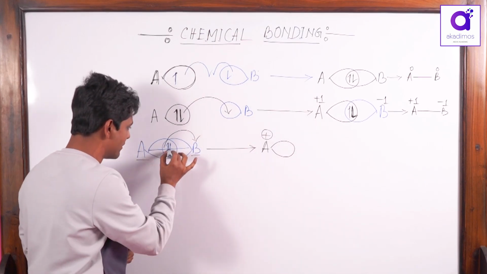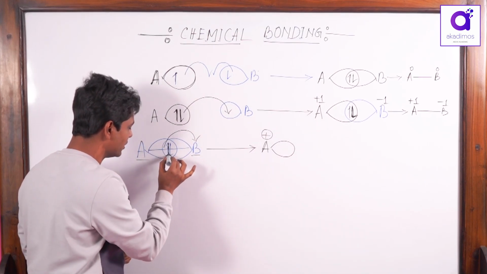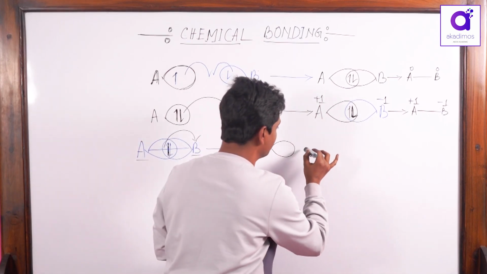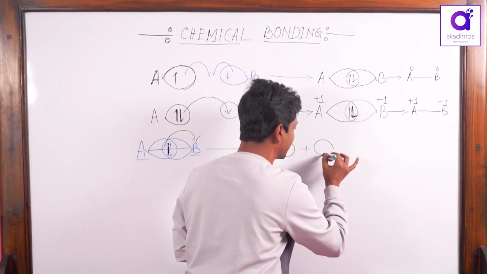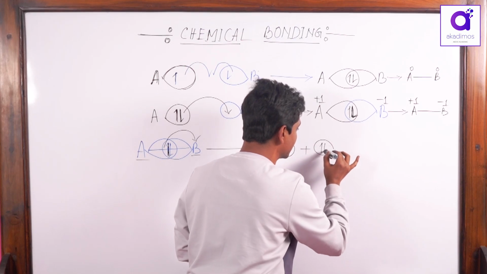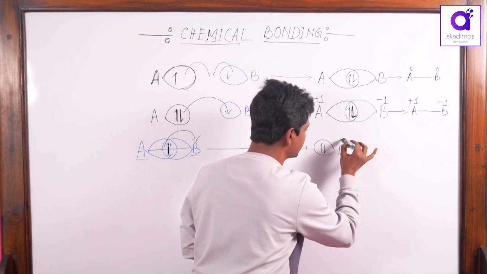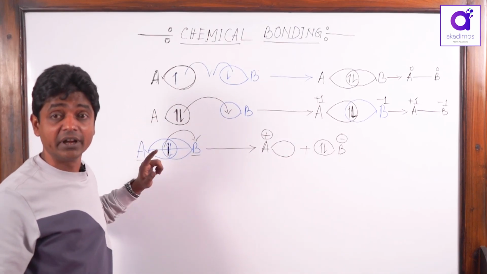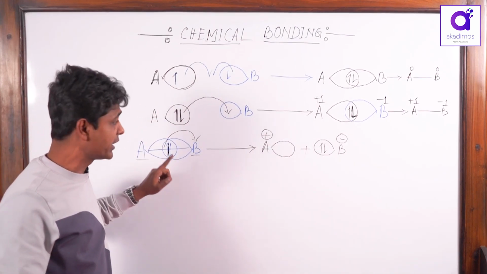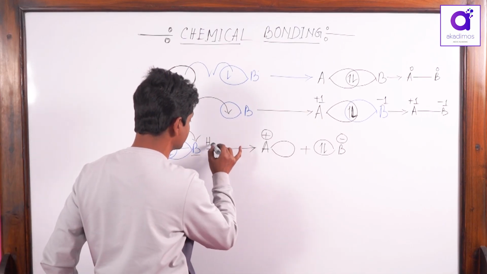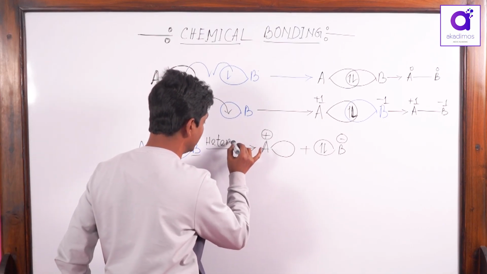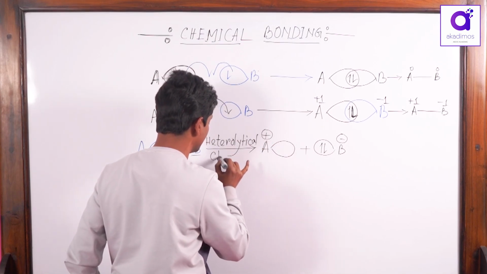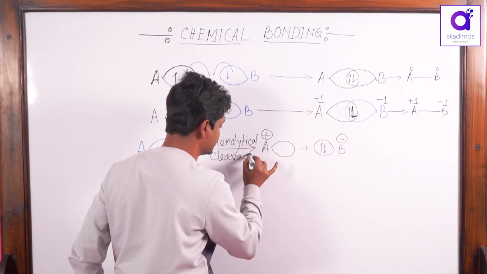Since, you know, on these two electrons, one is of A, another of B, and both electrons are taken by B, and there we get a pair of electrons with a minus charge. This cleavage of bond is called heterolytical cleavage. Remember, it is called heterolytical cleavage of bond.